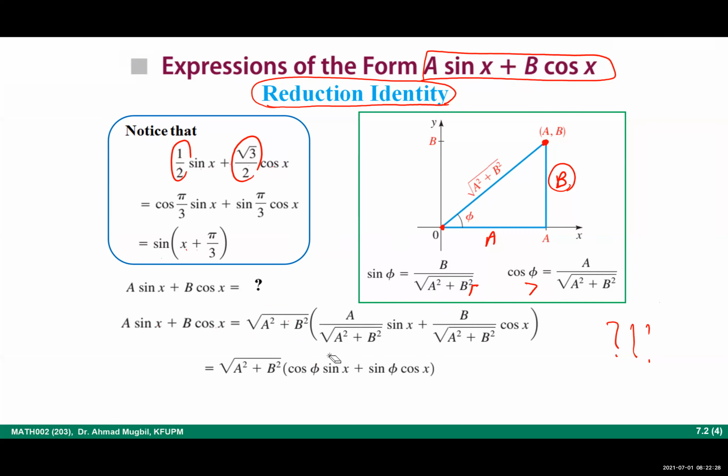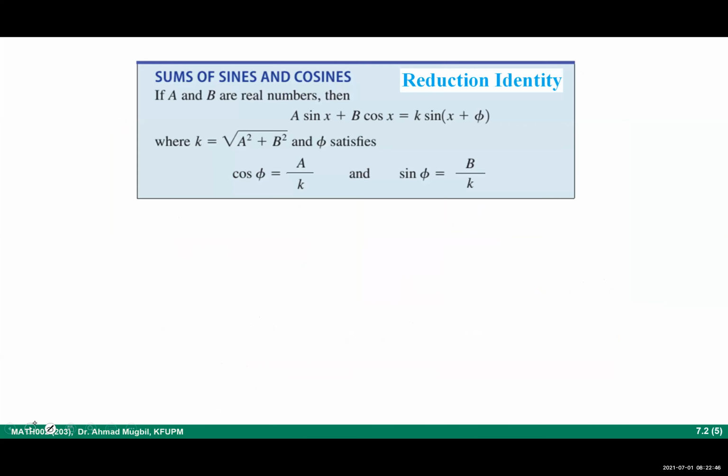Look at what I have now. I have now the addition formula for sine. So I will just write it: the square root of a squared plus b squared times sine x plus phi. And I reduced this expression from two functions to one function only. So to summarize, we have this. If a and b are real numbers, then we can write a sine x plus b cosine x as k sine x plus phi.